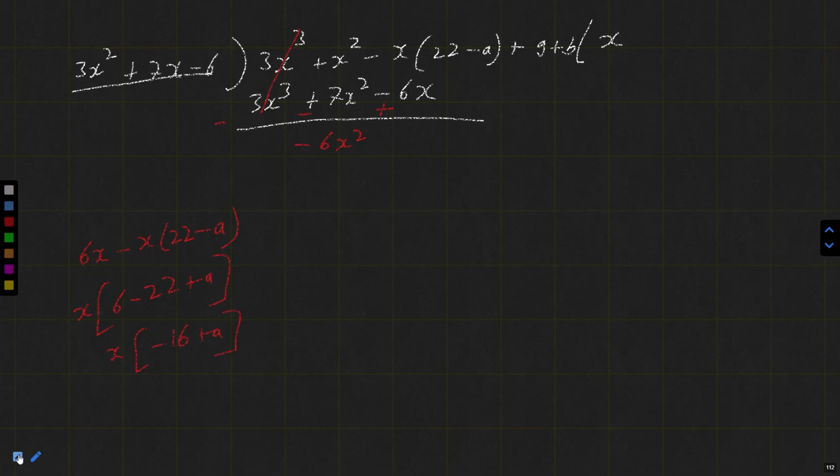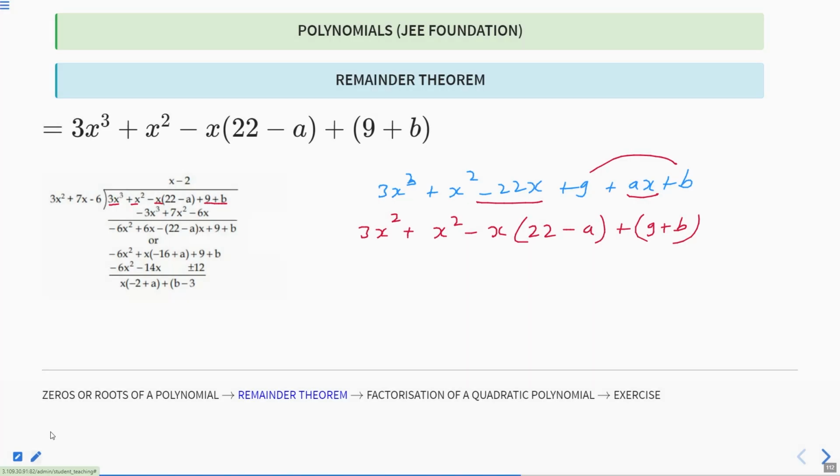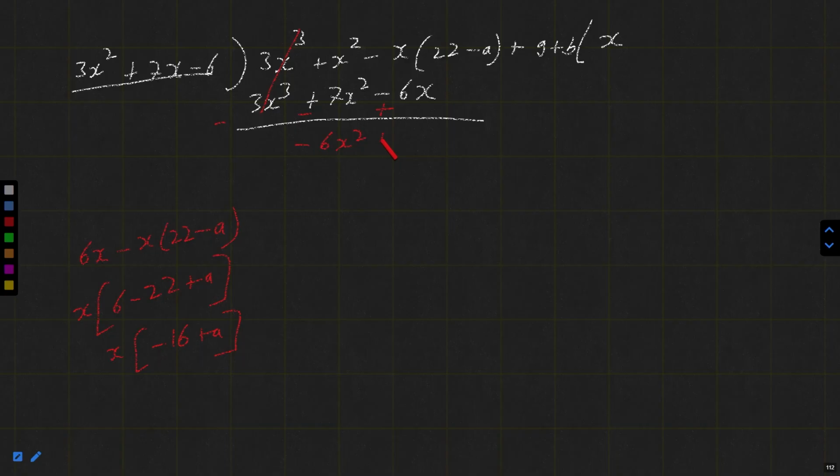So we are left with this. From this, you will get x times (minus 16 plus a). So here it will be plus x times (minus 16 plus a), and the other terms remain the same. I hope this is clear to you.